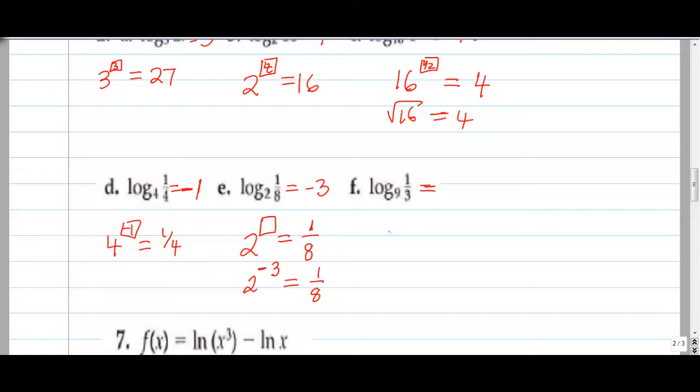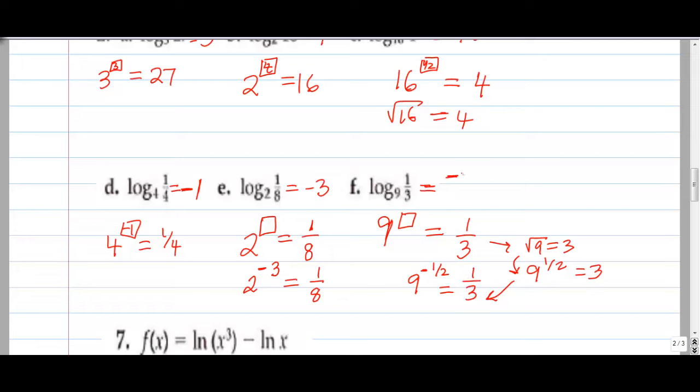Log base 9 of 1/3. So that is 9 raised to the something is 1/3. So how can I get 1/3? Well, I know square root of 9 is 3. That's 9 to the 1/2. But if I want 3 in the denominator, I have to make that exponent negative, right? So this is my thought process. So 9 to the -1/2 is 1/3. So my answer is going to be -1/2.